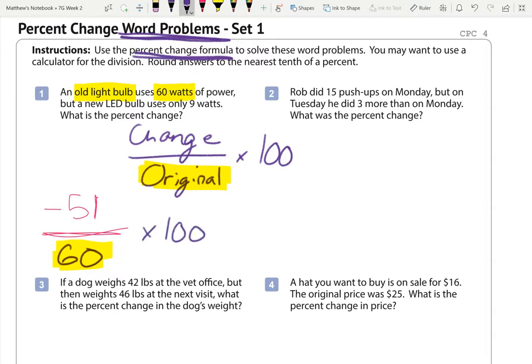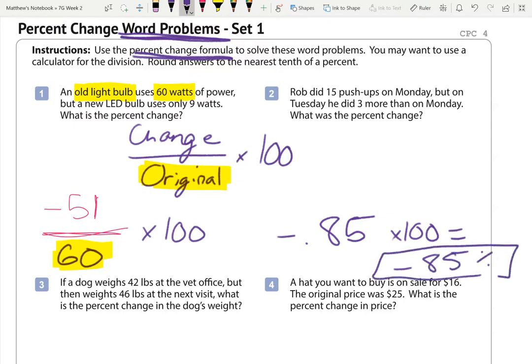So negative 51 divided by 60 equals negative 0.85. And now we need to multiply that by 100. So it's going to be negative 85%. All right? So that's going to be my first problem. Negative 85%. That's going to be my percent change. Let's go ahead and do one more.